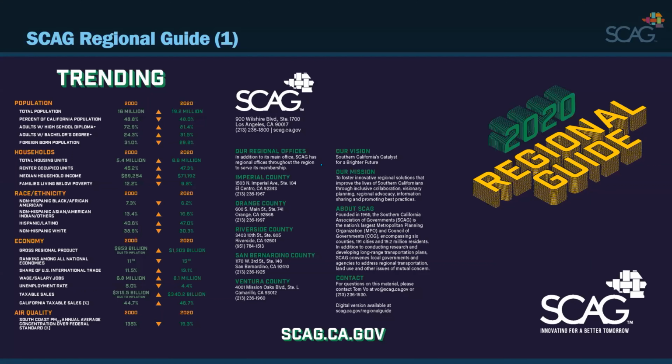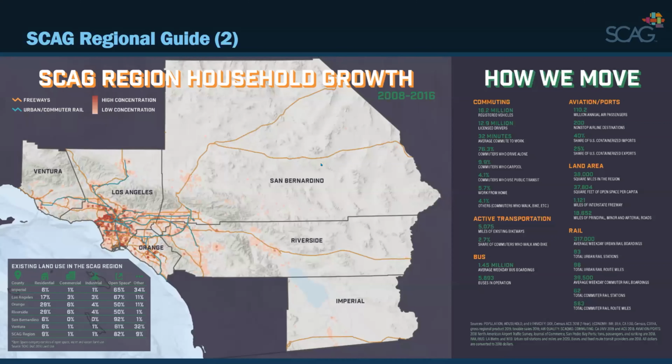And I also wanted to use this opportunity to advertise this 2020 regional guide. For those of you who would like to learn more about SCAG and know some of the important and interesting statistics in the SCAG region, you can feel free to take a look at this slide, or you can also get the PDF version online. It's located in the contact section right there. There's a link that you can go online and get it. And this is the second page of the regional guide. As I mentioned, it provides a lot of useful information such as existing land use and commuting patterns, commuting characteristics, active transportation, bus, land area, and rail.